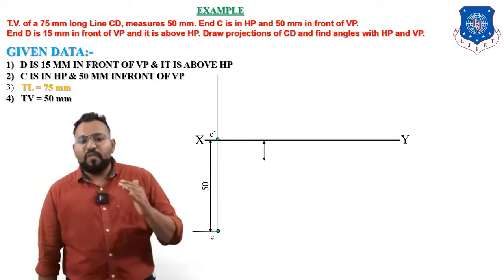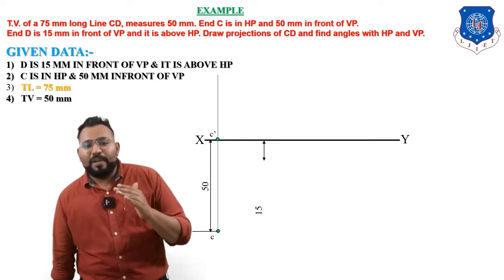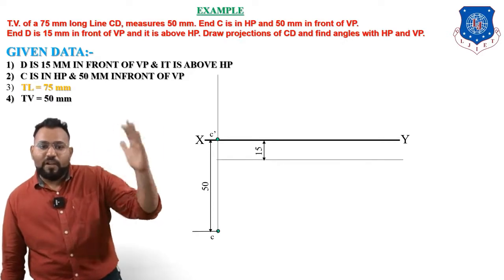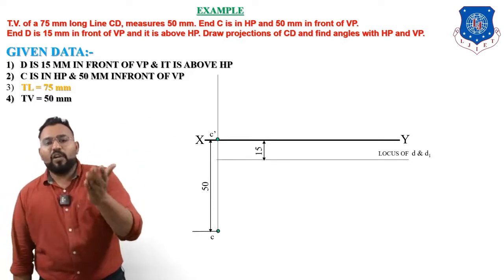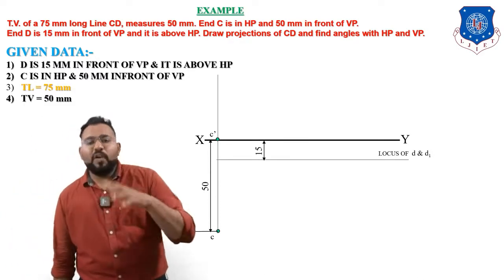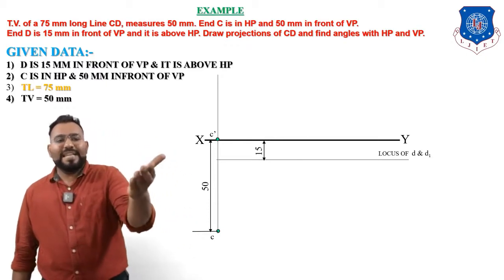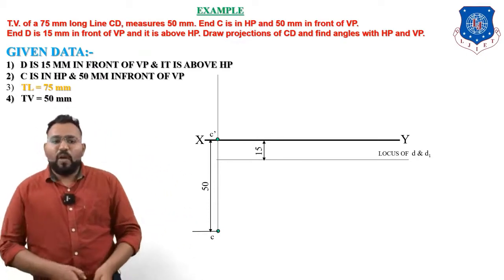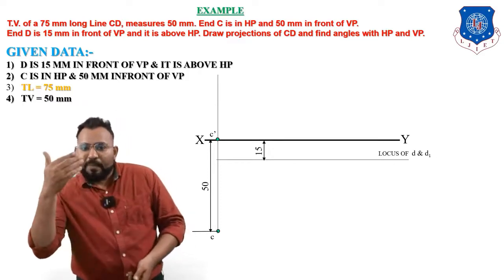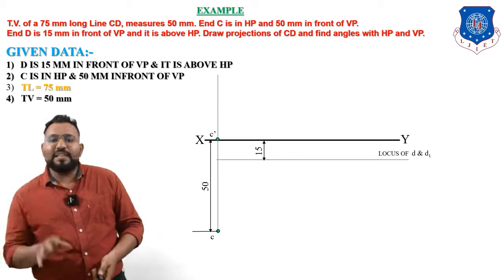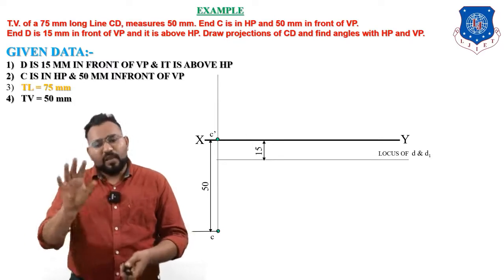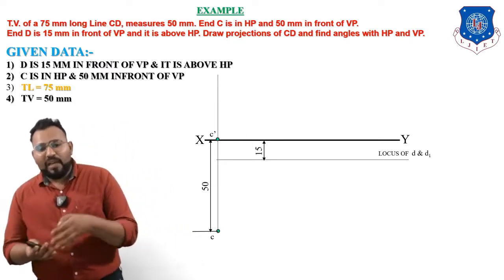So what we will do? First we will mark the distance 15 mm below XY line. From there, we will draw one horizontal line and we call it locus of D and D1. Why we call it locus of D and D1? Because on this locus we are going to get point D, because we know that D is 15 mm in front of VP. So the point D is going to be somewhere on this line which is 15 mm below XY line, and this horizontal line is nothing but the locus of D and D1, where we have a point D on this locus.